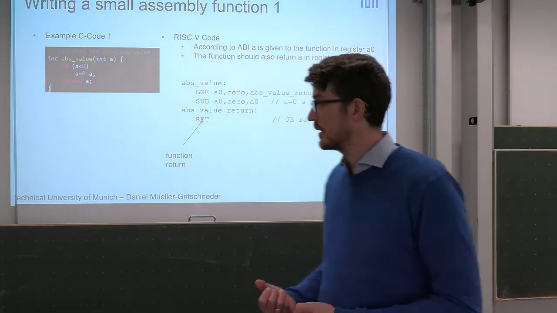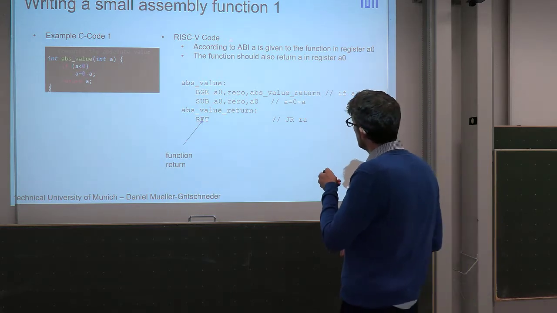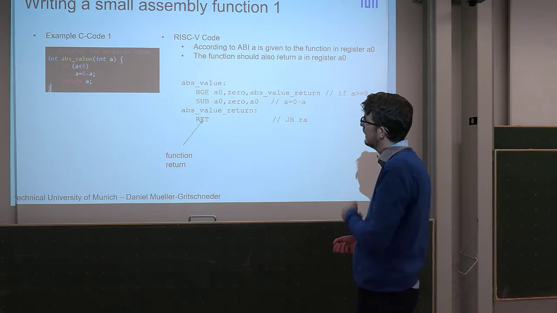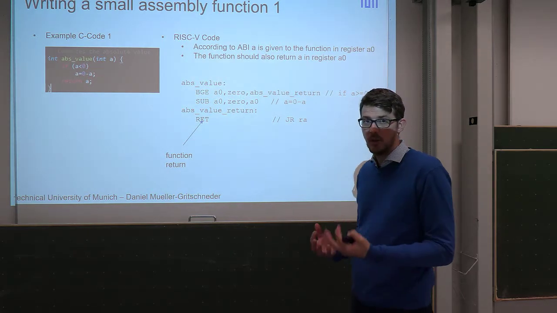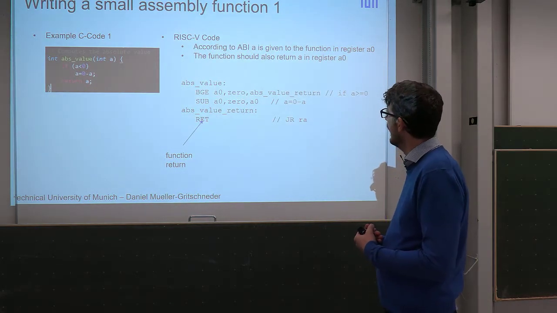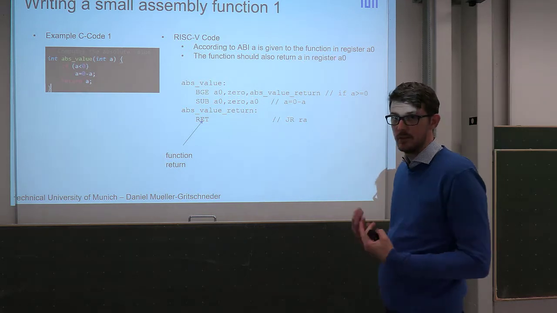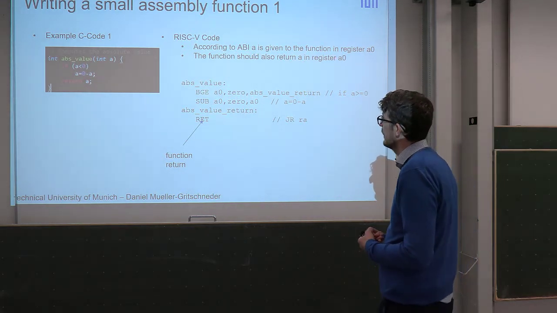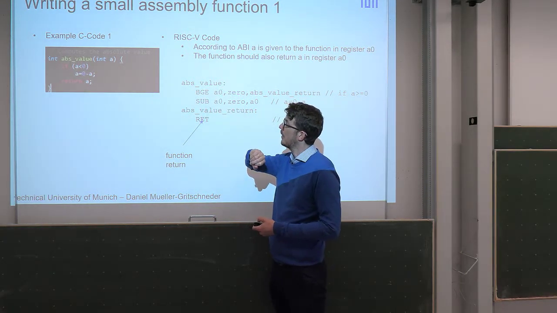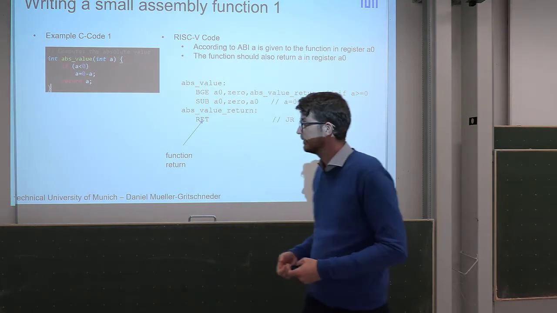And what does the assembly code look like? We can go through it line by line. What we have already seen is that the ABI tells us a is in register A0 when we start the function, so we know where to find a. And the return value we should also return in A0. So we put the symbol name, which is our function start, so that other functions, as I said, can jump to this function.